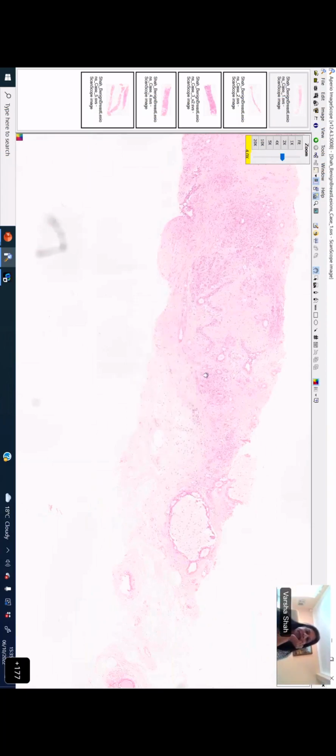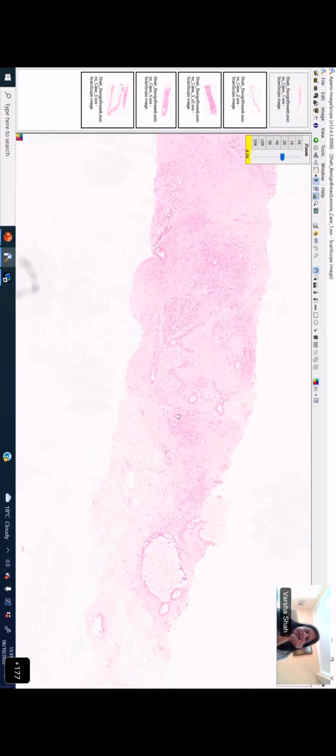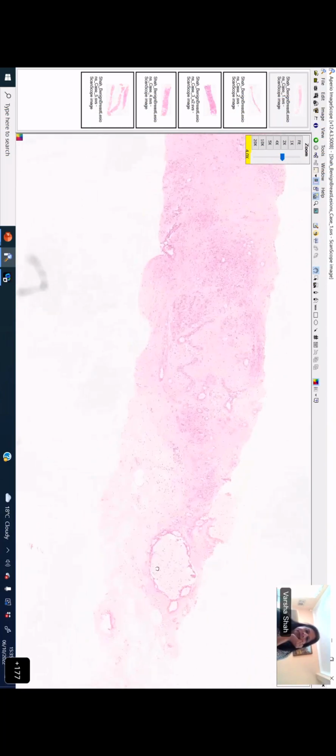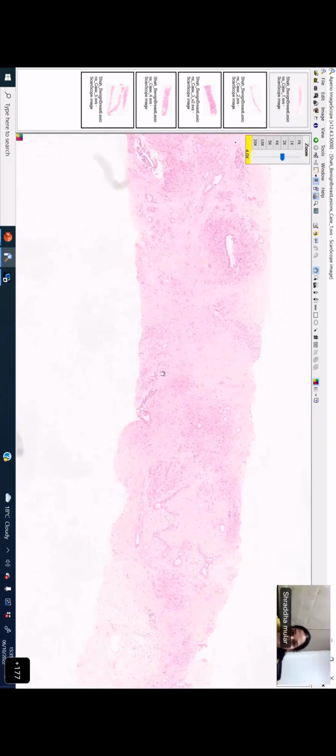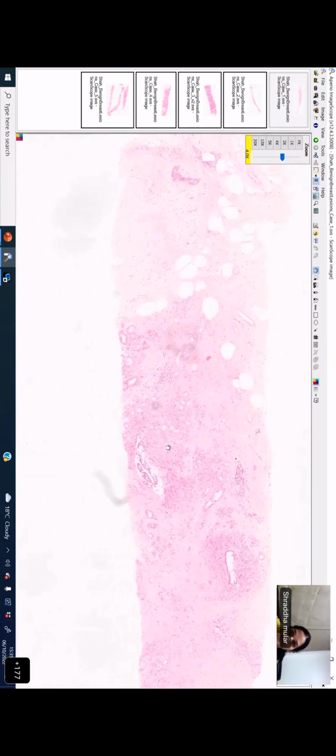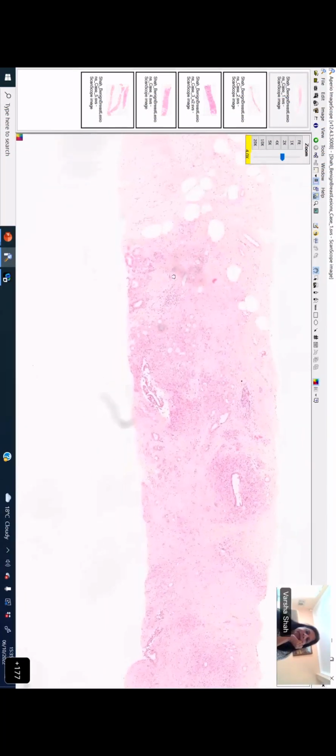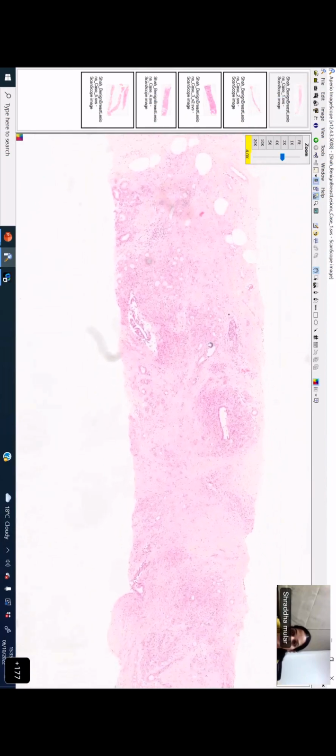Okay, continue, Shraddha. In this region, one duct is dilated, and the periductal region is having an inflammatory reaction.